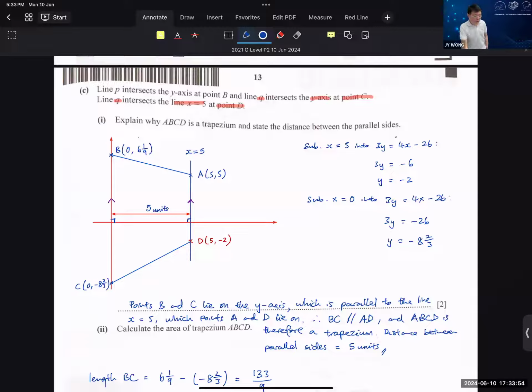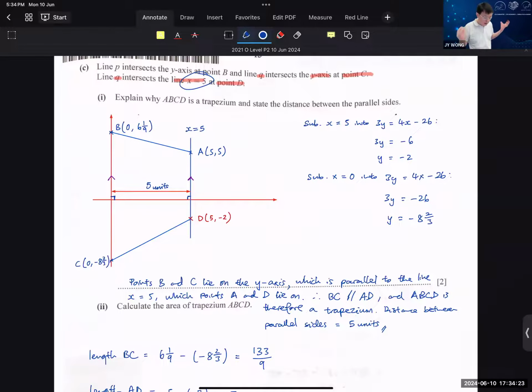Okay, you should recognize that because they are both vertical lines, the gradient is undefined. So all you needed to show me in part C1 is the points B and C lie on the y-axis, while the points A and D lie on the x-axis. And it's given that the points A and D lie on the x-axis, so there is nothing to show. Correct? The x-coordinate is 5, so there is actually nothing to show. And because there's nothing to show, all you need to tell me is that since BC lie on the y-axis, since AD lie on the x-axis, BC will be parallel to AD. That's all. So there is nothing required, and that's why it's 2 marks.